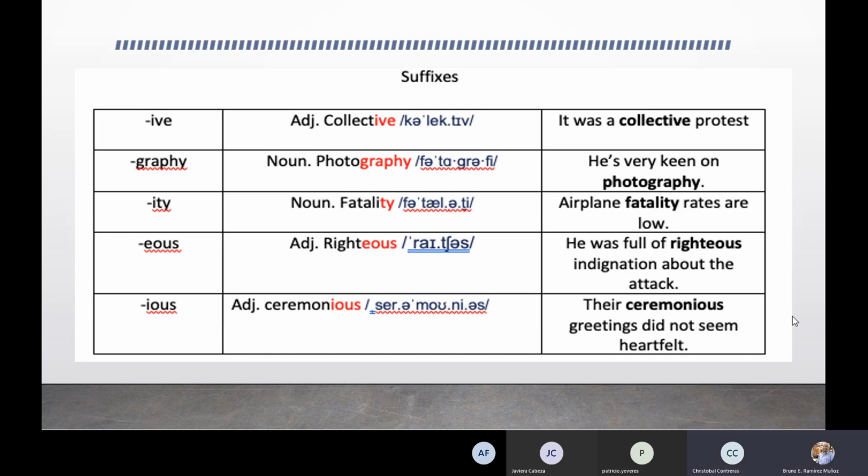Alrighty, thanks so much. I'm sorry about missing the first time you read the interesting example. Their ceremonious greetings did not seem heartfelt. Yeah, I can picture a scene of a movie in which I saw this sort of sentence being acted out. Great examples, in which the suffixes are put into practice. Excellent, good job, Cristobal. Thank you.